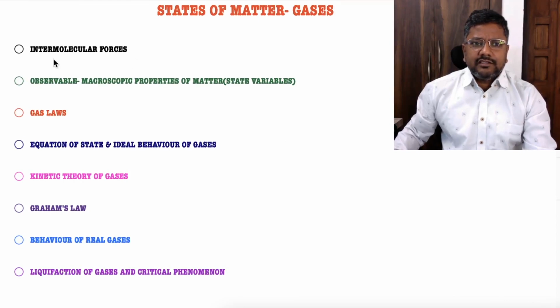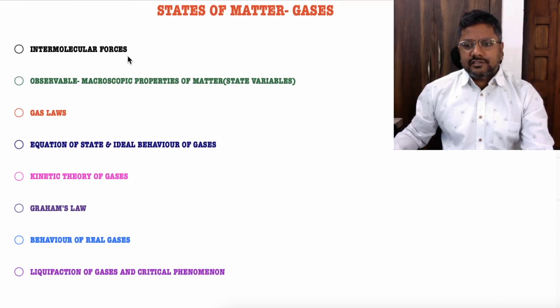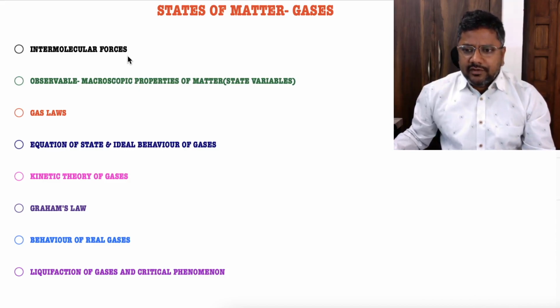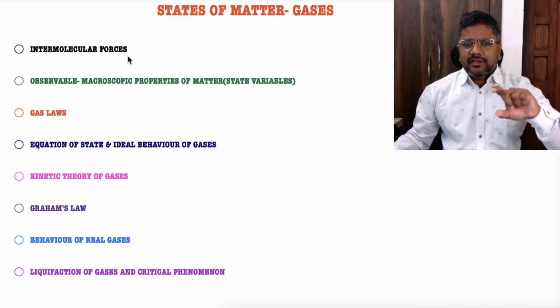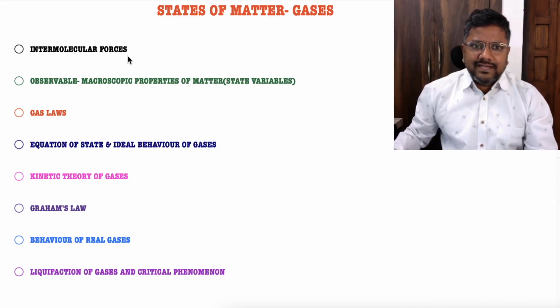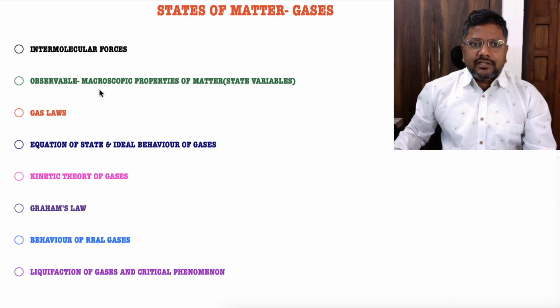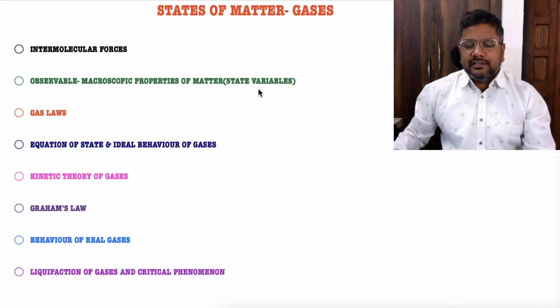First point, I am taking intermolecular forces. I have already talked about intermolecular forces in chemical bonding, and what the main causes of intermolecular forces are. But here I am taking a little bit of revision of that, and after that we will start the observable microscopic properties of matter, right? And they are also known as state variables, right?